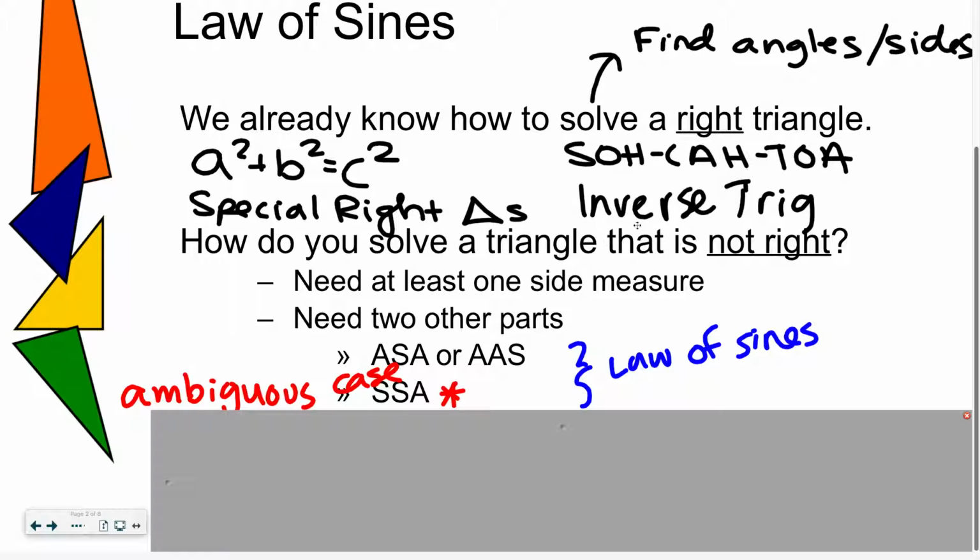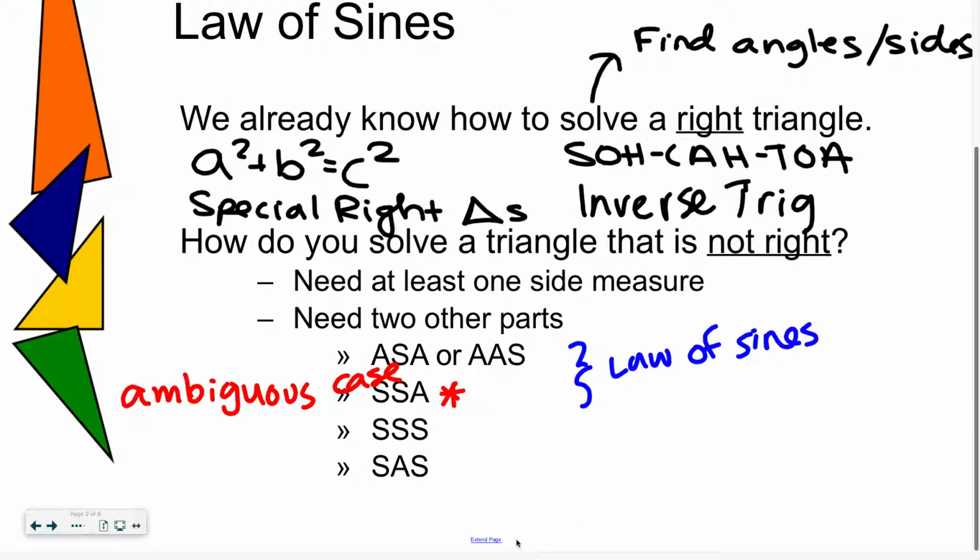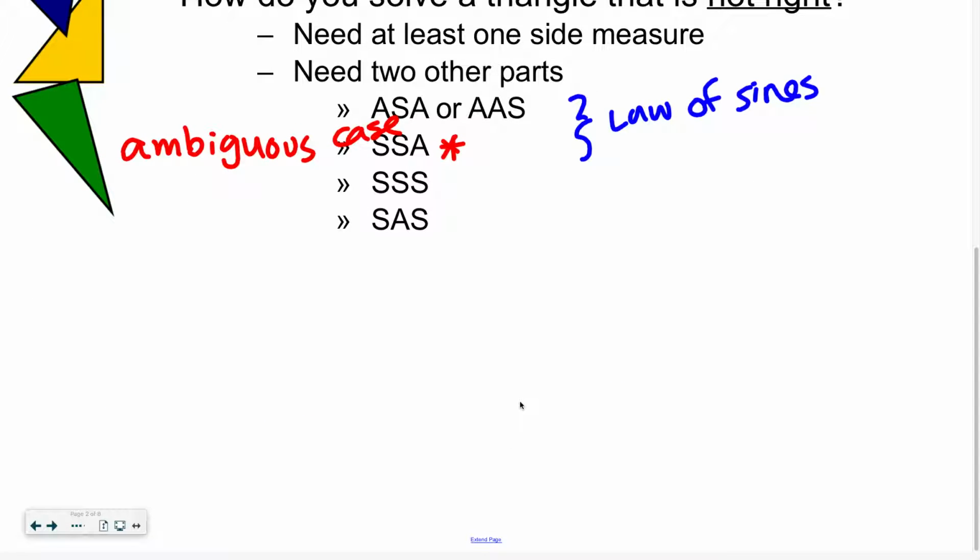Now the other ones that you might recall from your congruence theorems are side, side, side and side, angle, side. And those we're going to do on Monday. Those are going to be law of cosines. With this information, we don't have enough to use the law of sines. We have to use the law of cosines, the more complicated formula for those.